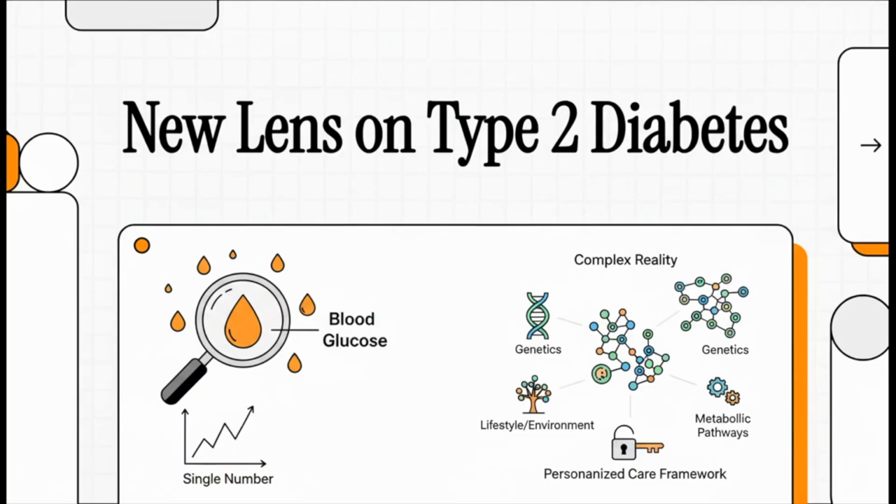So for decades, our entire definition of type 2 diabetes has really boiled down to one number, blood glucose. But we all know in the clinic that this simple diagnosis often masks a much more complex reality. Today, we're going to explore a new framework that's redefining how we understand adult-onset diabetes, and it's moving us toward a future of truly personalized care.